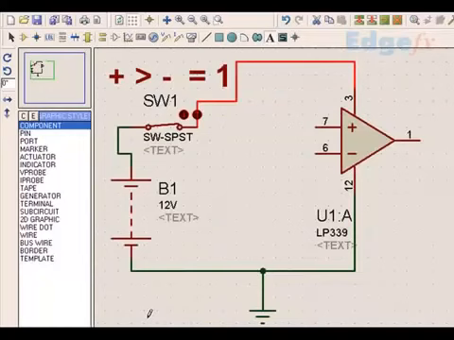So what we were talking about is an operational amplifier. An operational amplifier, we know, has one non-inverting input, one inverting input, and one output.